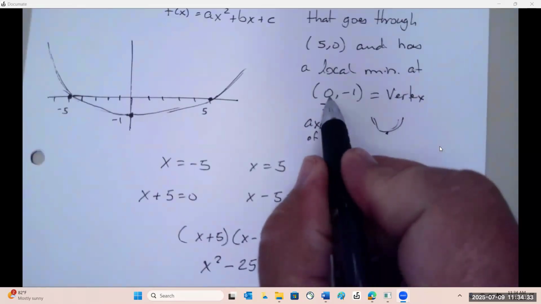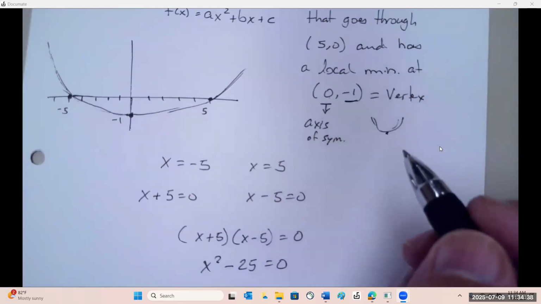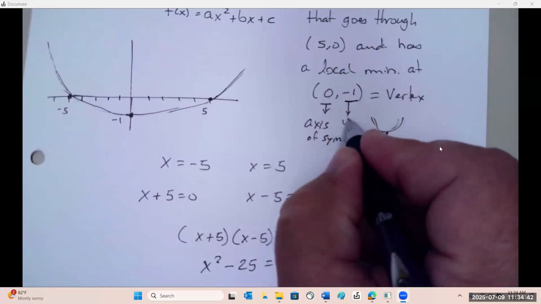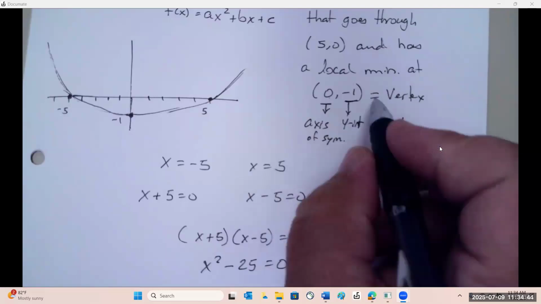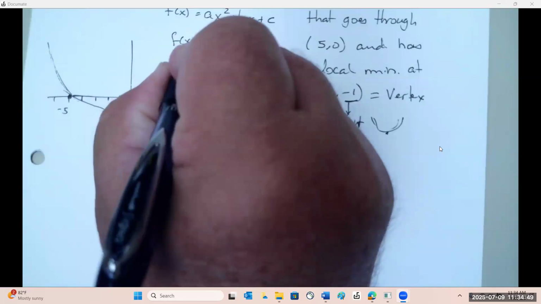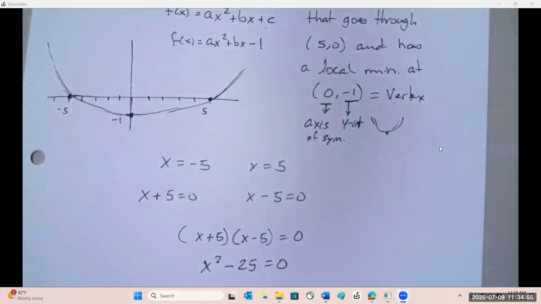So if x is 0, what is this one called then? That's the y-intercept. The y-intercept is the c value. So what we know so far about our graph is that it's shifted down one. What else?